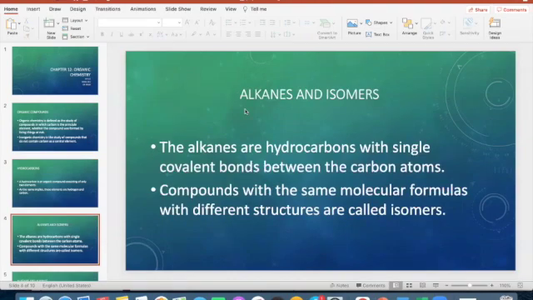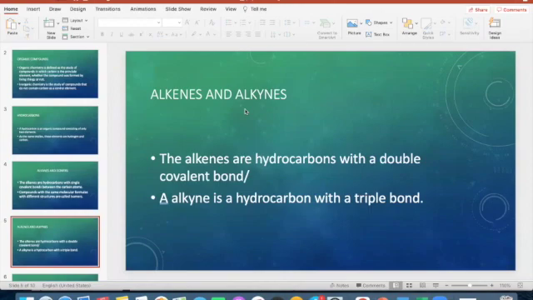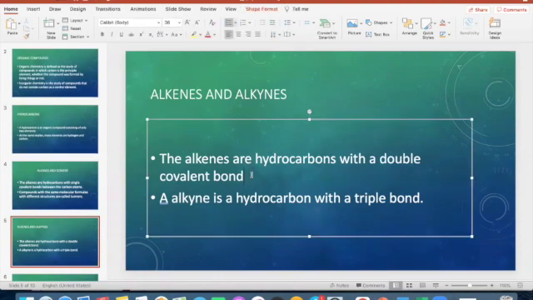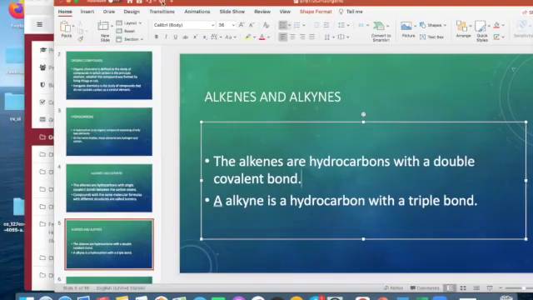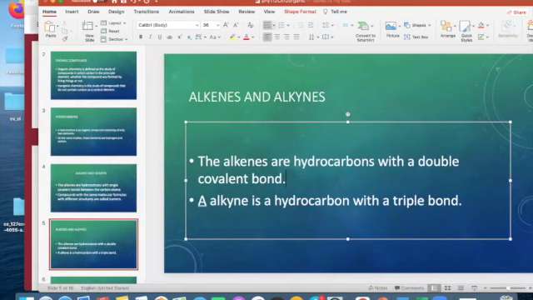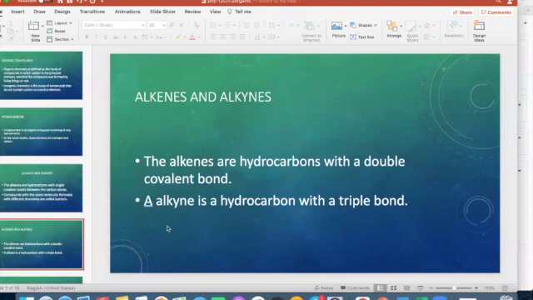Alkanes and isomers. So your alkanes are hydrocarbons with single covalent bonds between the carbon atoms. And then the compounds with the same molecular formulas, but with different structures are called isomers. So alkenes and alkynes. The alkenes are hydrocarbons with double covalent bonds. And let me save this period in here instead of a slash. All right. And an alkyne is a hydrocarbon with a triple bond.